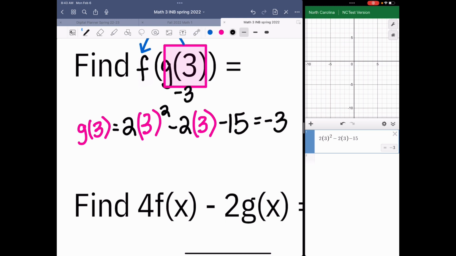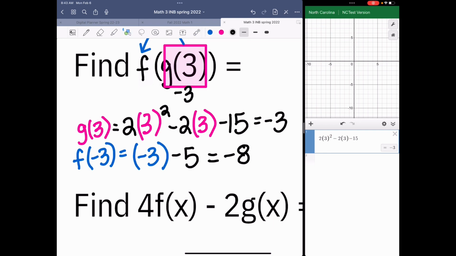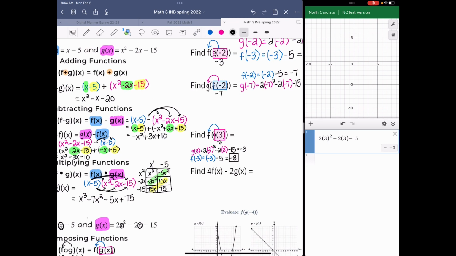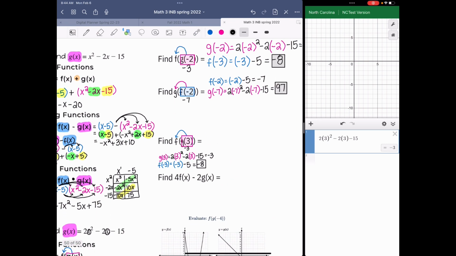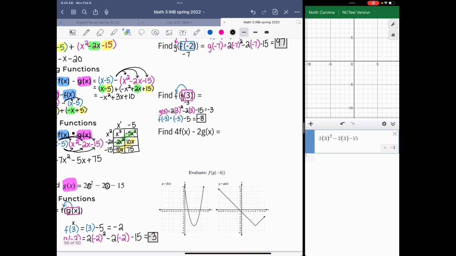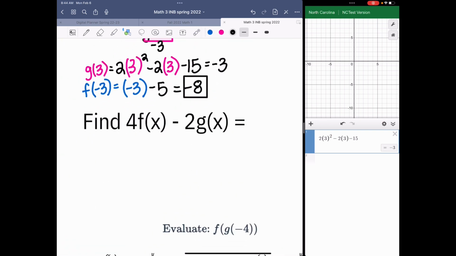So now what we're going to do is plug in negative 3 into the f function. All right, so it's x minus 5. So we're going to do negative 3 minus 5, and that's going to give me negative 8. Negative 8 is going to be my final answer here. All right, so we are done with our composition, plugging in and plugging out with equations.